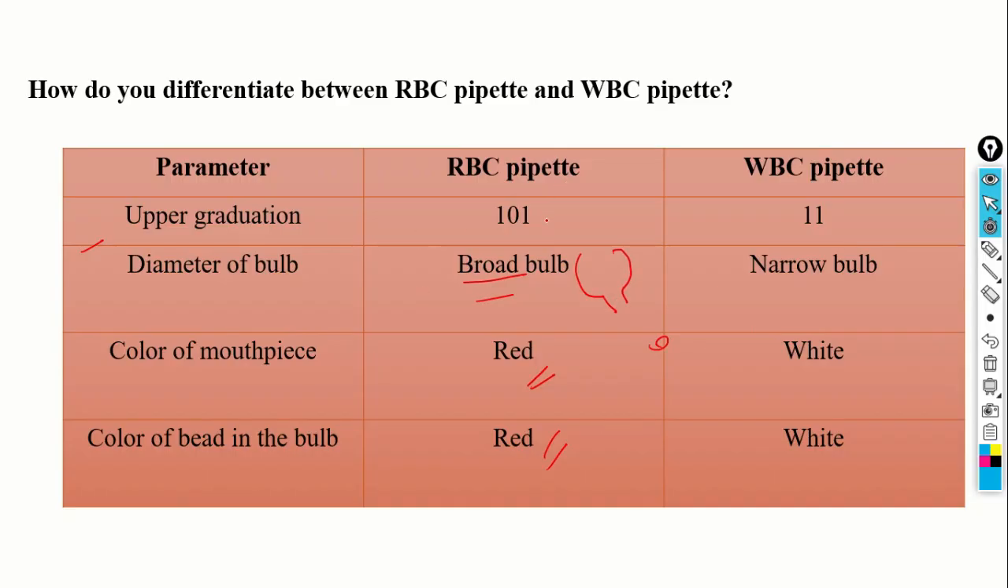whereas the graduation is still 101. For WBC, it is 11 and it has a narrow bulb compared to RBC, and then the mouthpiece color is white and the bead color is also white. So these are the important differentiating features between RBC pipette and WBC pipette.